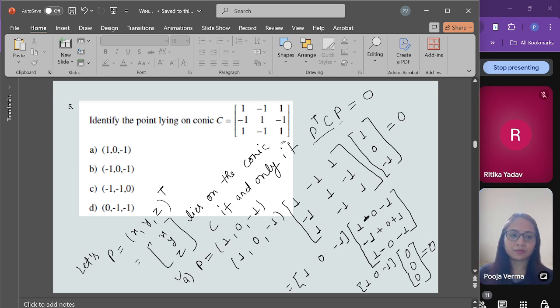Ma'am, can I proceed by multiplying P transpose C and then P? It is better if you first multiply these two, but any way you can do that. It will be lengthy in that case because you need to multiply this row, this column, then this row, and so on. You have all the possibilities. Okay, ma'am. Thank you.